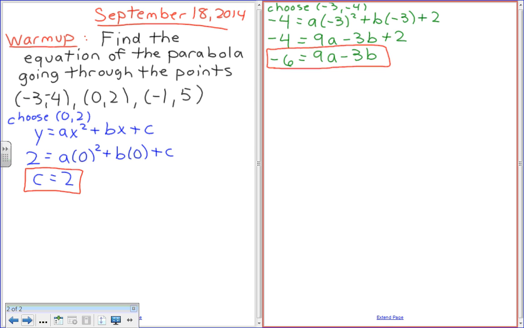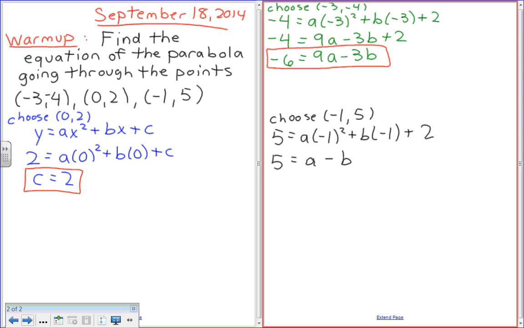Logan, next step, please, is what? Okay, so I'm going to choose -1 and 5. Go ahead. 5 equals a times (-1) squared plus b times (-3). And remember the 2 everyone's getting from, because we got c, it's 2 at the beginning. Okay. All right, Amanda, can you simplify that for me, please? Good. So this turns into 3 equals a minus b.